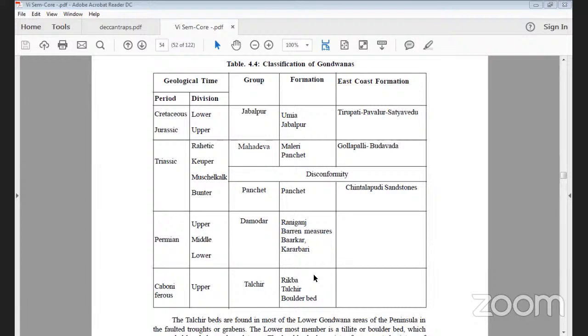And the final periods are two, Jurassic and Cretaceous. The Jurassic belongs to the upper division of Jabalpur, and the Jabalpur formation has it, and Cretaceous belongs to the lower. The same Jabalpur group consists of the Umia and Jabalpur formations, and it belongs to the Tirupati and Pavalur Satyavedu formation.